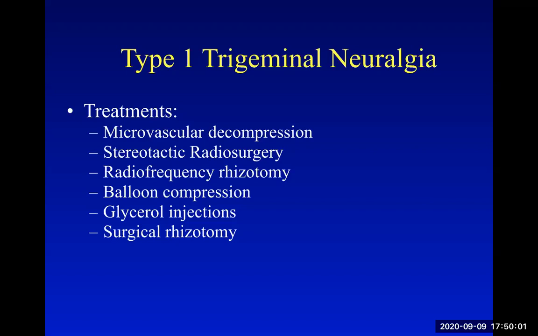Stereotactic radiosurgery is the next possible treatment for type 1 trigeminal neuralgia. In this treatment, you are delivering a focused beam of radiation to the trigeminal nerve. In essence, what you're doing is damaging the trigeminal nerve with this radiation. And by damaging the nerve, you're actually disrupting and damaging the pain fibers in that nerve. So the nerve can no longer conduct the pain, and that allows the relief of trigeminal neuralgia.